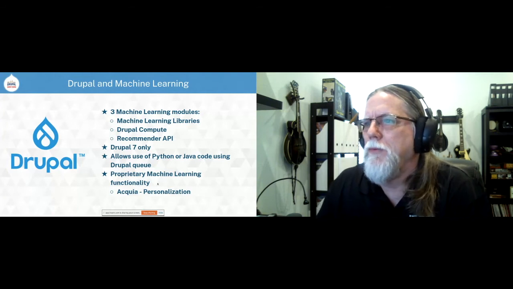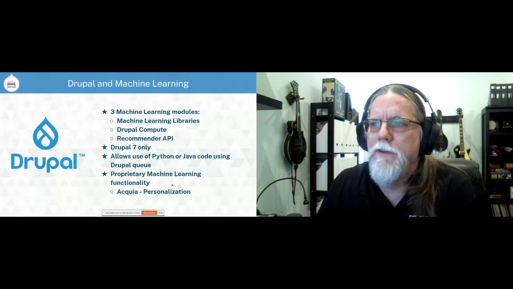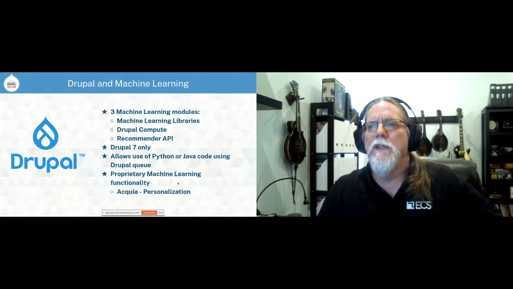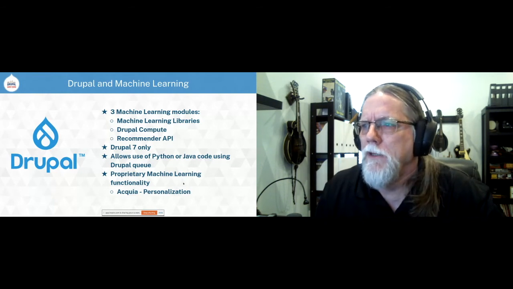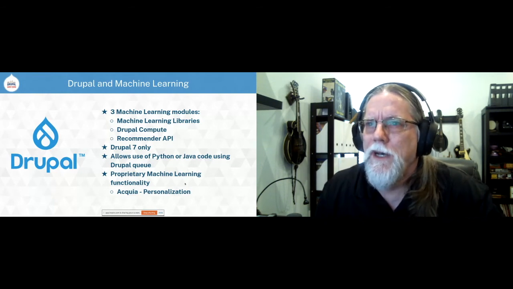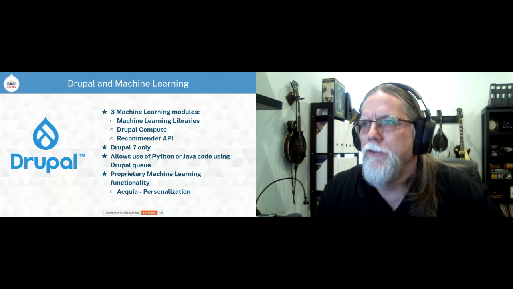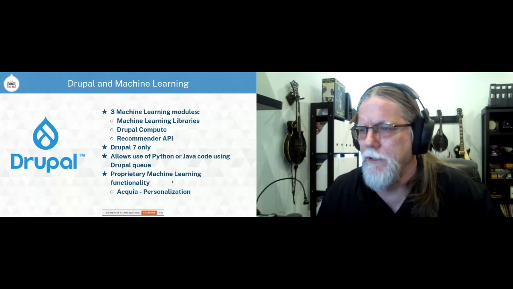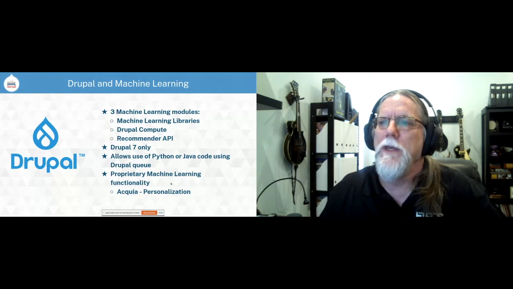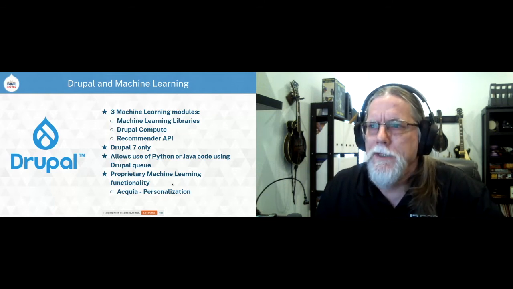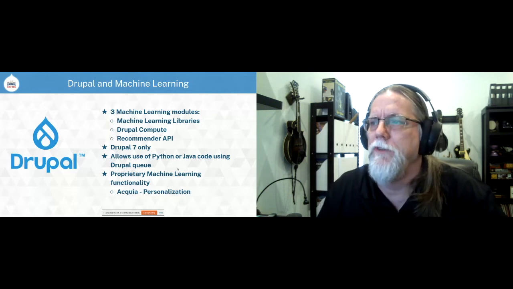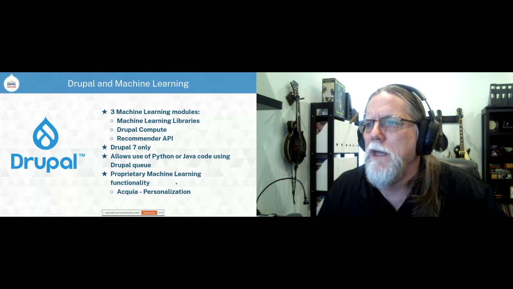And of course, there's some proprietary machine learning functionality. Acquia uses it for personalization of websites. And there's also some code to integrate with Azure, some of their machine learning applications for voice recognition or image recognition, classification, those types of things. But I was looking for something that was open source, and TensorFlow is open source. So that's why I've moved towards that.